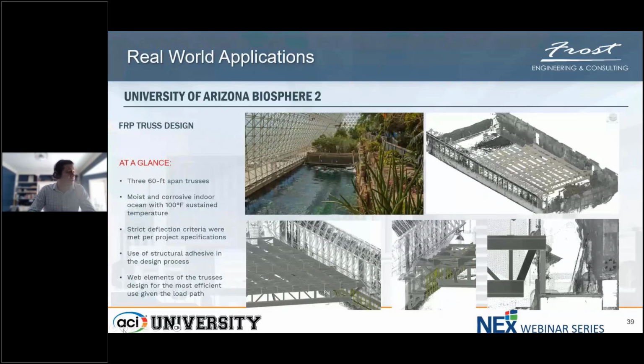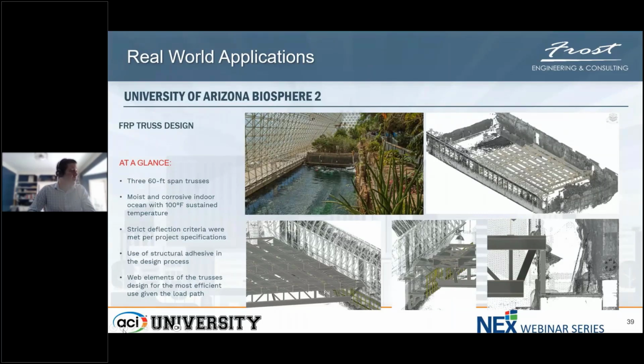This is a project that's still under construction right now. This is at the University of Arizona. In their biosphere, they have an indoor saltwater ocean where they've been carrying out research on coral reef growth for decades now. It's a very hot environment and very moist. Despite it being in the desert, they're not getting enough sun on the coral. That amazed me, but I'm not a glazing expert, so they have some sort of issue there.